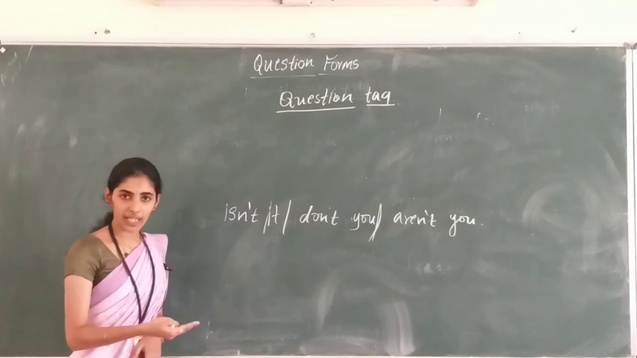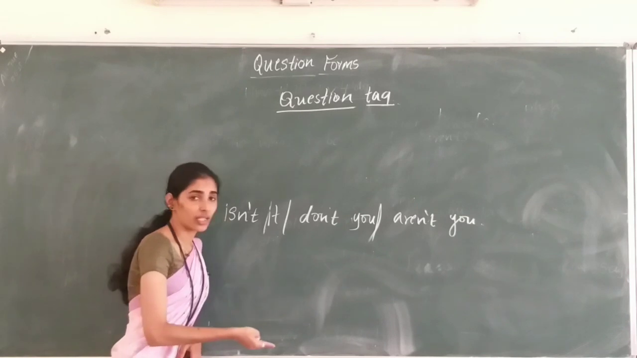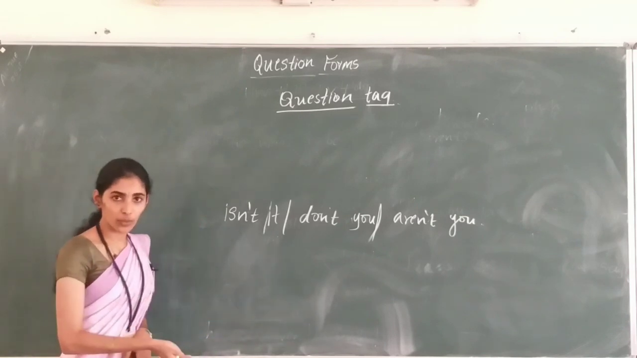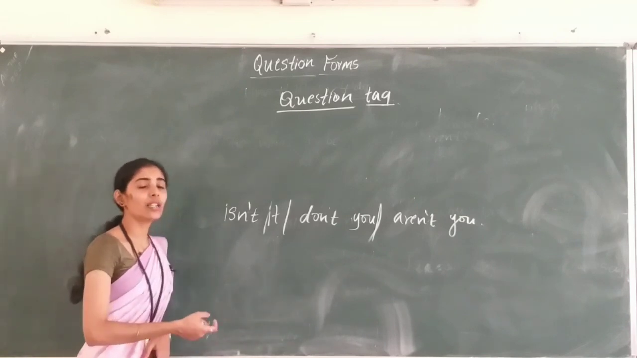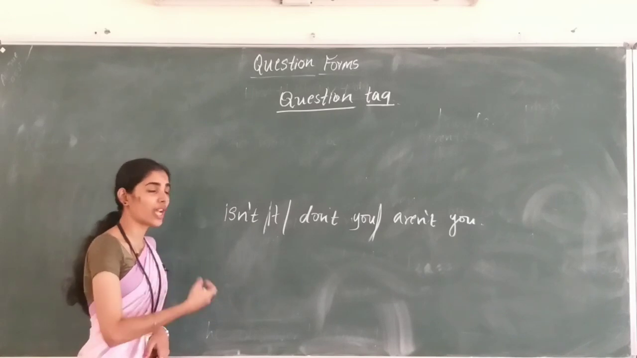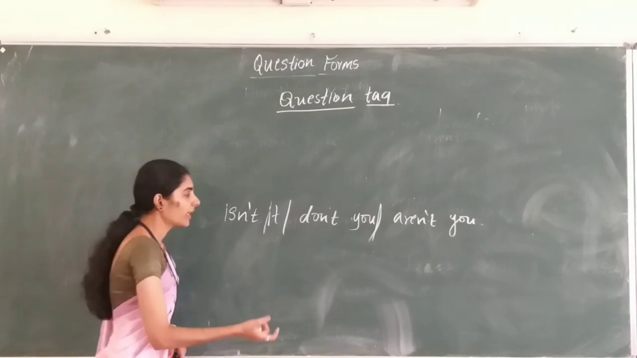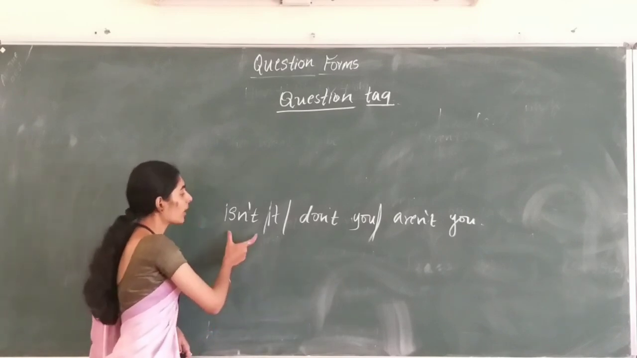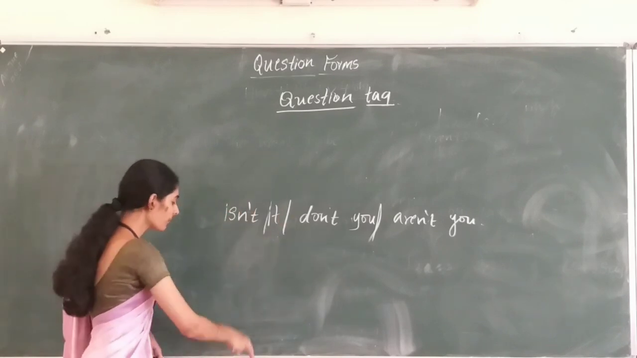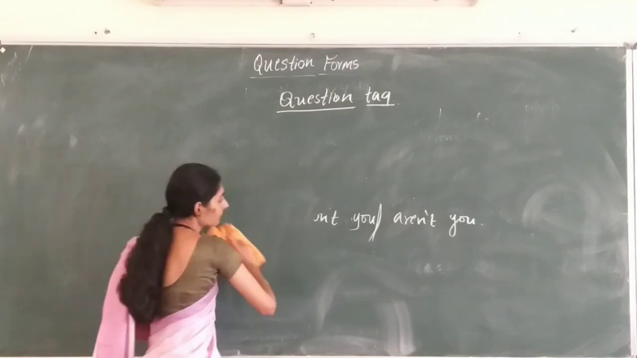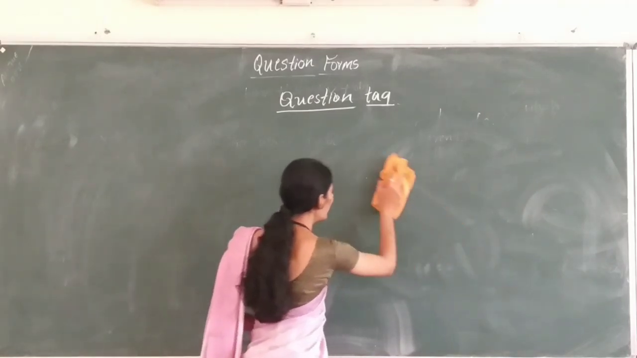While speaking, for example, she is good, isn't she? In that way we make a statement, and then just to make sure, or just to check whether the statement that we have made is right or wrong, we add those mini questions at the end of the statement. So that is what we call a question tag.